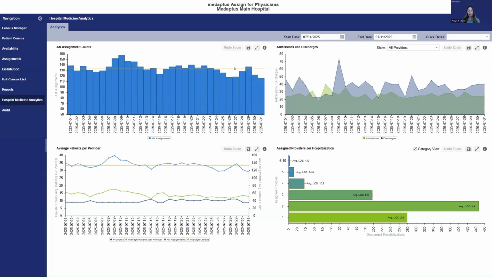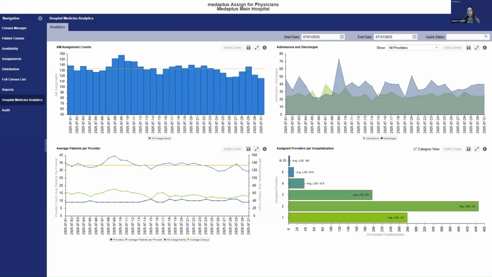We also have this yellow bar here that will show you the average census across the time period that you have selected. Why this is important is this gives you a quick visual to spot patterns in your patient volume, like whether your census number is holding steady, trending up, or trending down. I like this graph when you're looking at a little bit more data to really see those trends.